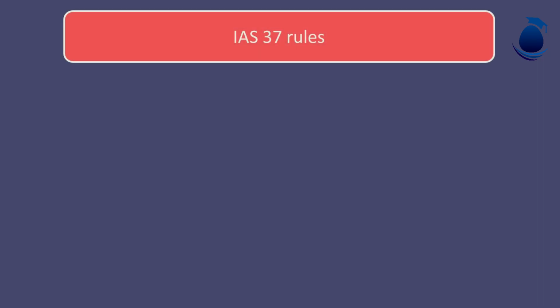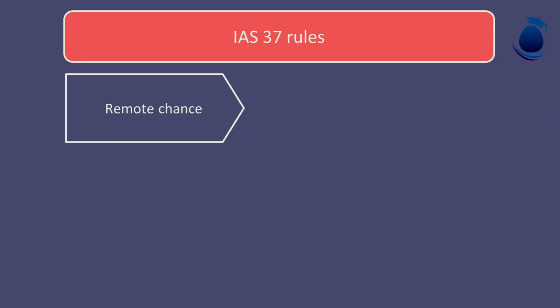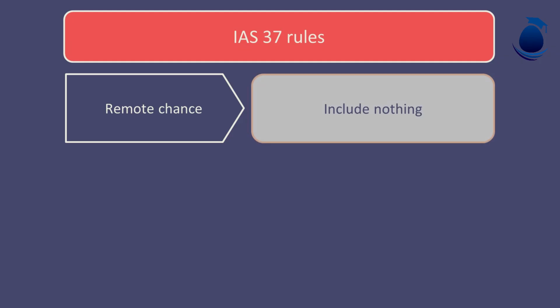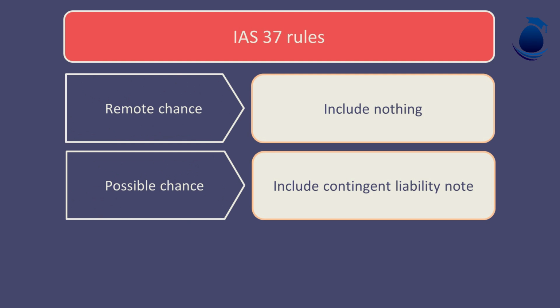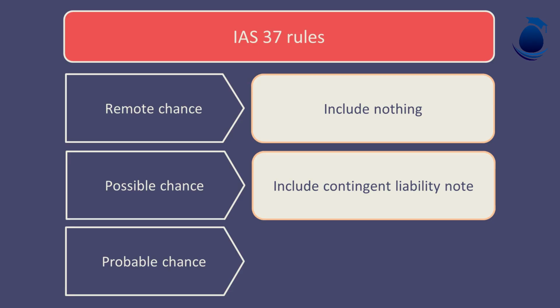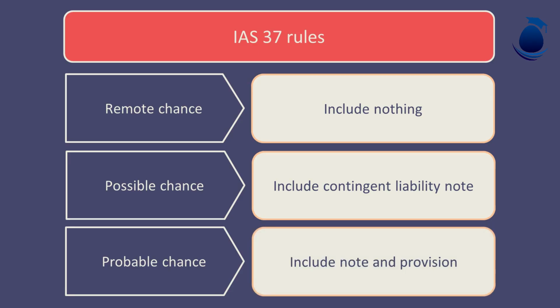Remember the rules from the standard. If there is a remote chance of the client suffering an outflow of resources, then there should be nothing included in the financial statements. If there is a possible chance of the client suffering an outflow of resources, then there should be a disclosure note called a contingent liability note, explaining the possible event, but still no provision. If there is a probable outflow of resources, then a provision may be included in the financial statements, and a disclosure note explaining the balance.